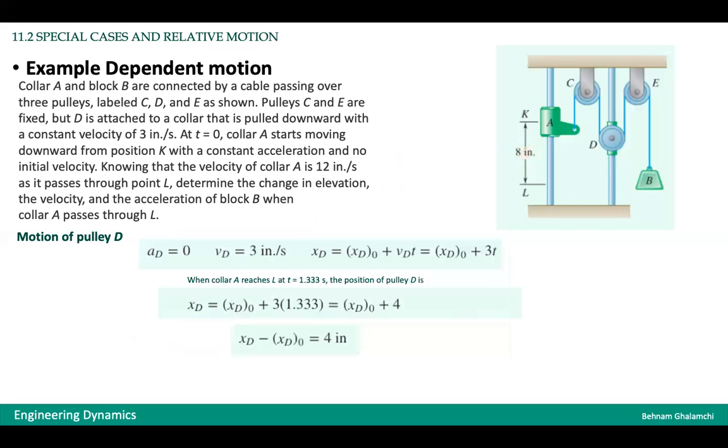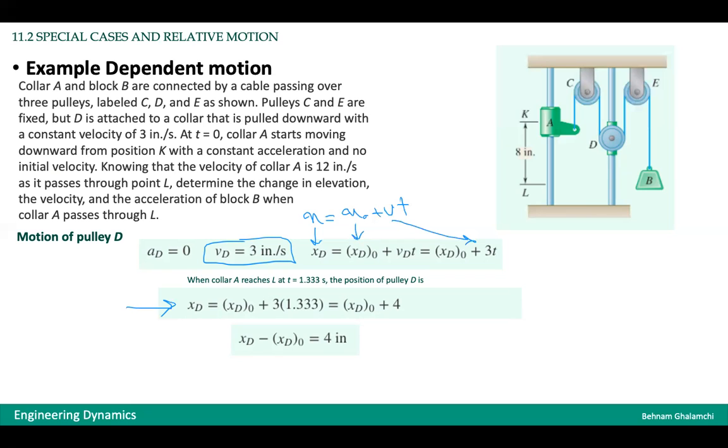Let's continue with the pulley D. D is moving with constant velocity. If this is the case, we already know the formula: X is equal to X0 plus vt. We have no idea yet about the original position of D, but the only thing that we know is the velocity of D, which is given, it's 3, so that's why we update it here. Okay, so just rewrite it in this way.